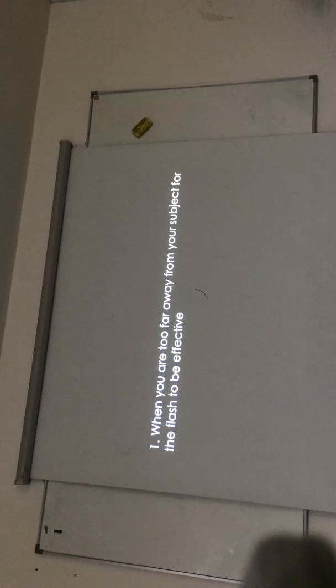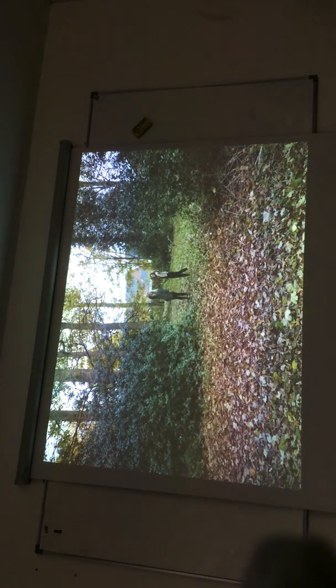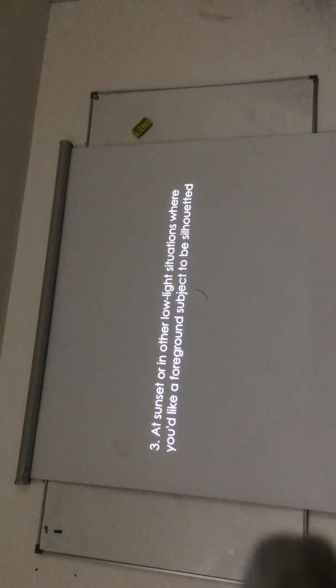When you are too far away from your subject for the flash to be effective, don't bother switching on the flash. This is further than 10 meters already. Move on. When the flash will create annoying reflection or mirror glare, don't switch it on. Who got this before? You see? Amateur. That's really annoying. Move on. A sunset is another low light situation where you want your foreground subject to be a silhouette, so you don't flash it.